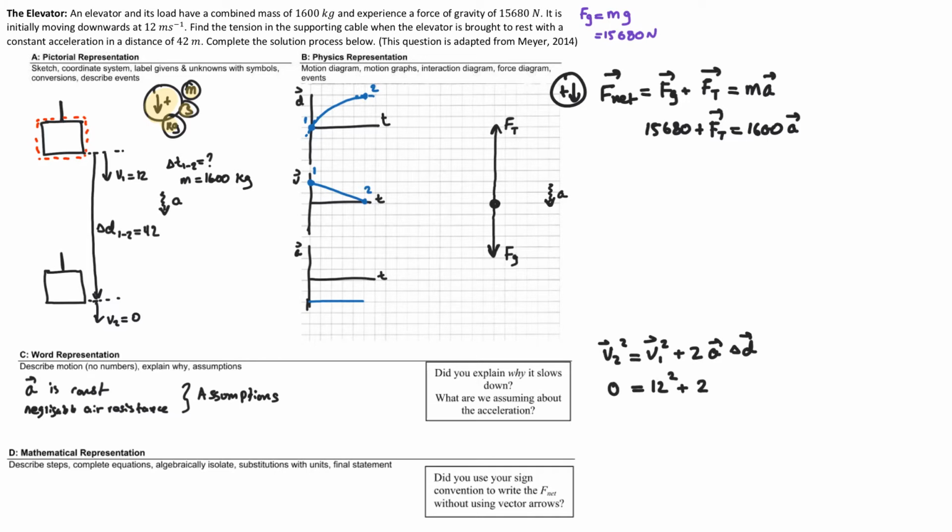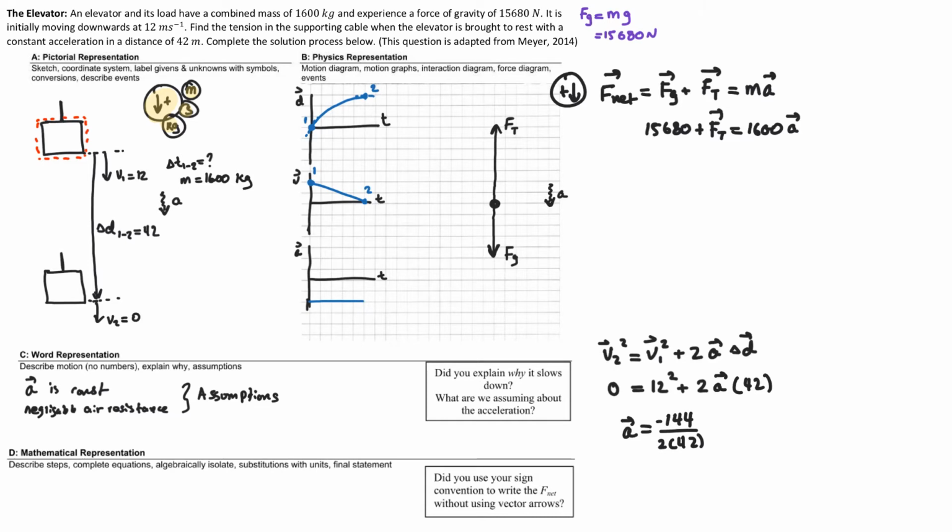plus 2 times, and I'm taking down to be positive. These two are consistent, so I'm going to use a positive value. The acceleration is what I'm trying to find, so I'm just going to put A. And the displacement is also going down, and my positive is down, so I'm going to use a positive value here. I'm going to rearrange for A, and that's going to be 12 squared, which is 144, divided by 2, divided by 42.